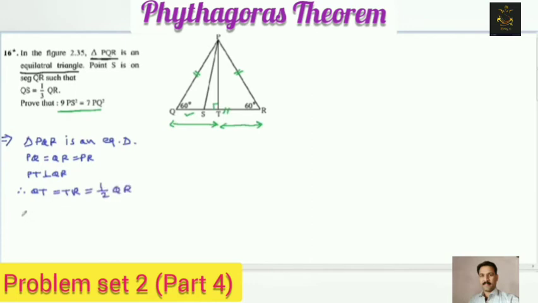After that, what we know here is QS, which is 1/3 of QR. Now from all this information, may we find this ST here? Understand what I am telling? See here, we know QT, which is half of QR. QS is 1/3 of QR. Means ST we can find now.